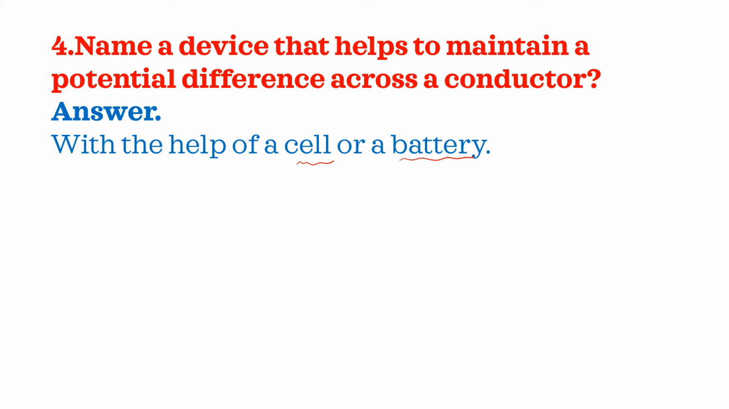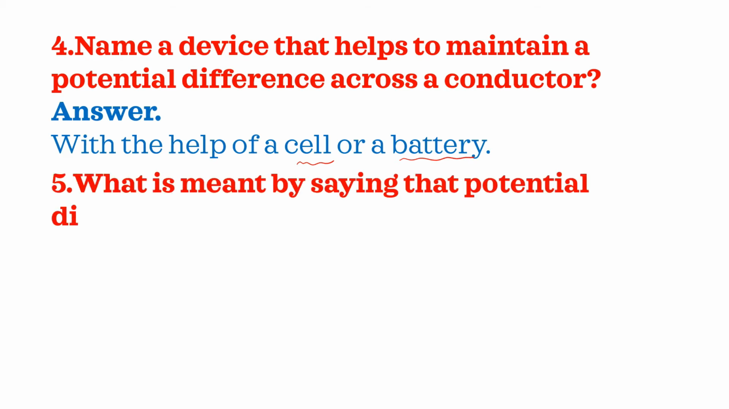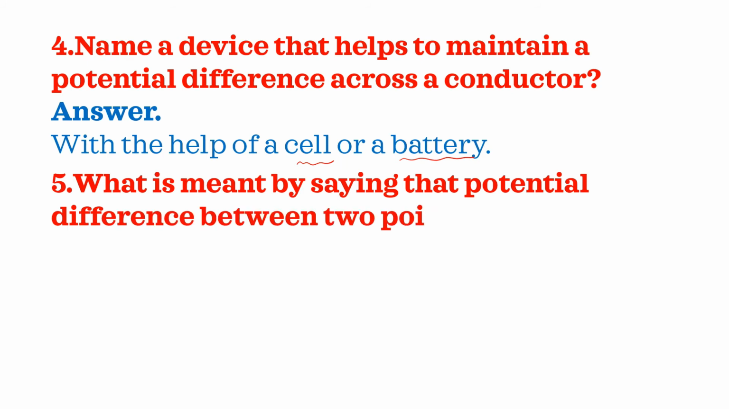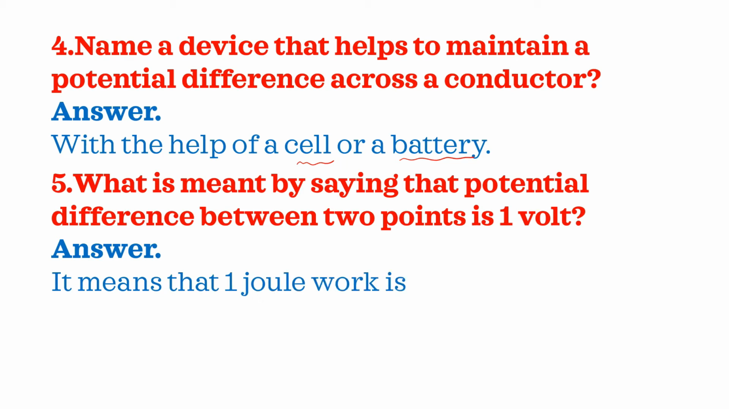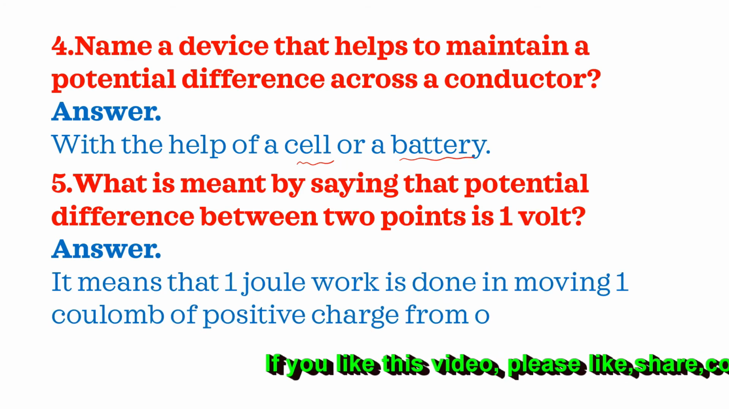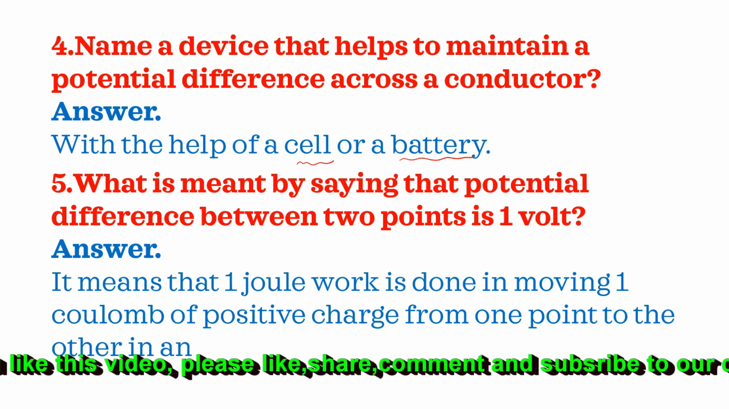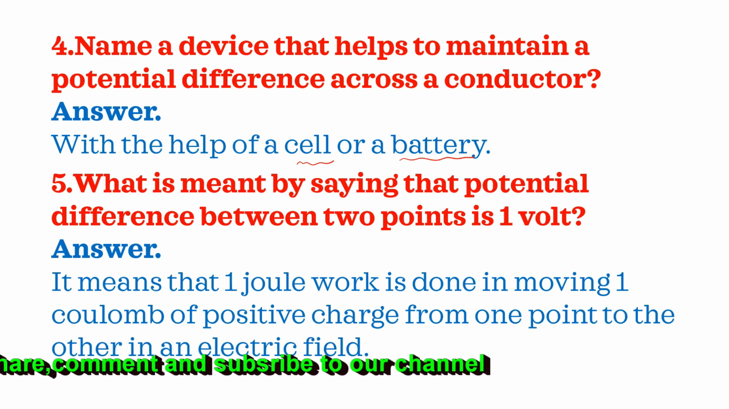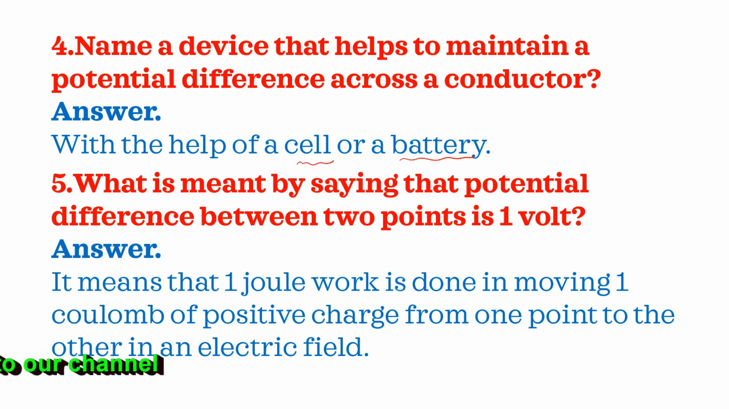With the help of a cell or battery, we are maintaining a potential difference across a conductor. Okay, next. What is meant by saying that potential difference between 2 points is 1 volt? Here the unit of potential difference is 1 volt. It means that 1 joule of work is done in moving 1 coulomb of positive charge from one point to the other in an electric field.